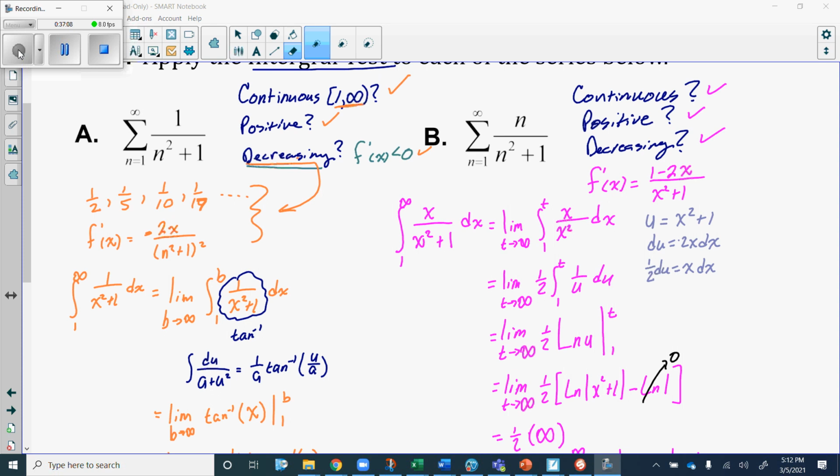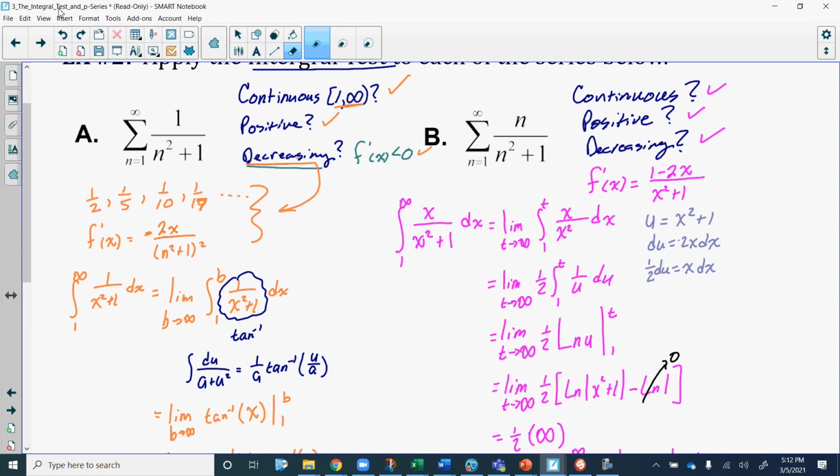So let's go ahead and take a look at the second example here. Again, we're doing the integral test for convergence. We're checking to see, is the sequence going to be continuous, positive, and decreasing? And in this case, I'm checking yes on all three of them. Here I'm just showing you what the derivative of the expression would be. Because the numerator is going to be 1 minus 2x, and we're only looking at positive values, the numerator will always be negative. So yes, the function will be decreasing because the derivative is negative.